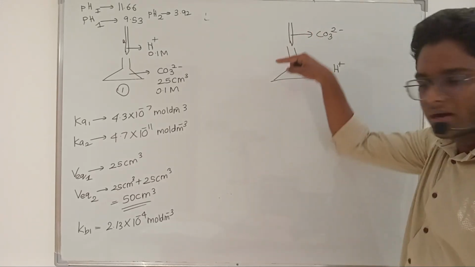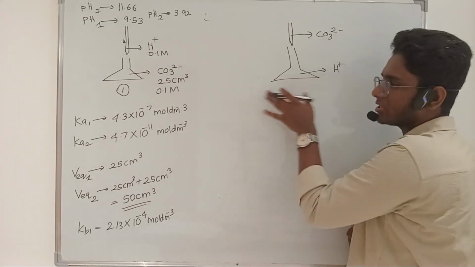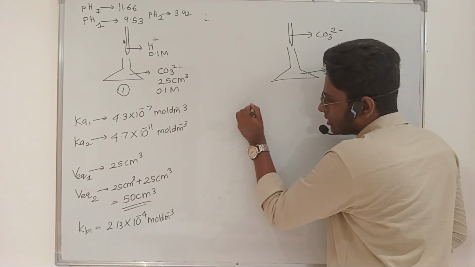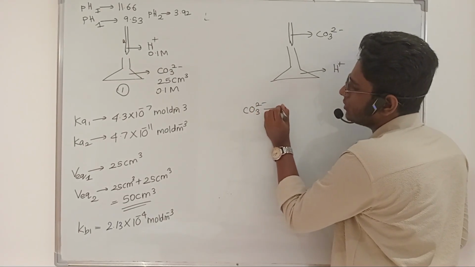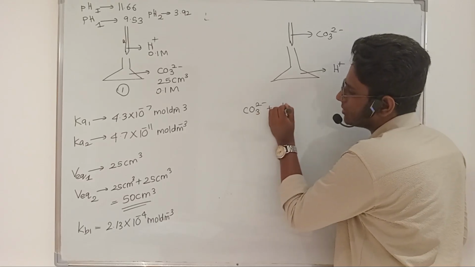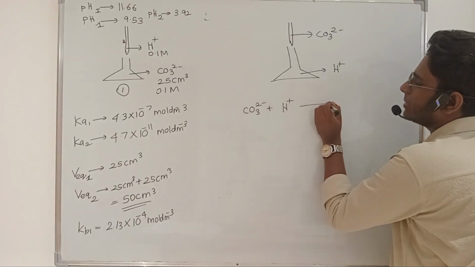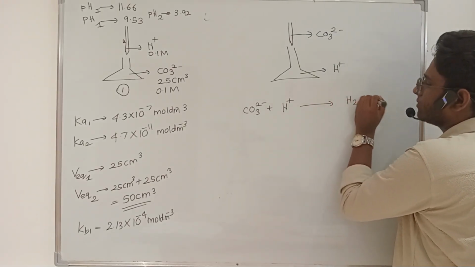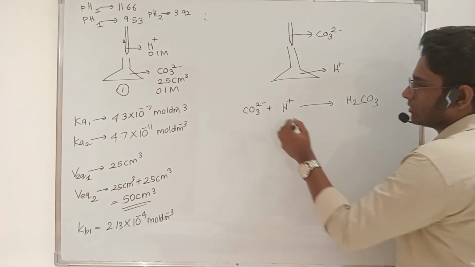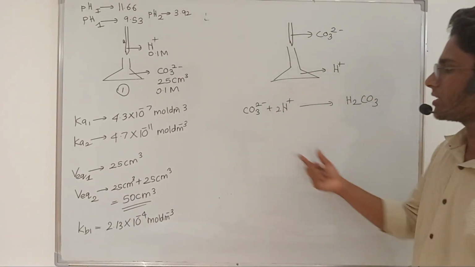The moment you add carbonate, excess H plus is present, right? So the carbonate will soon react with H plus. There are many H pluses, so it will be directly converting to carbonic acid, right? So this is the reaction that will be happening.